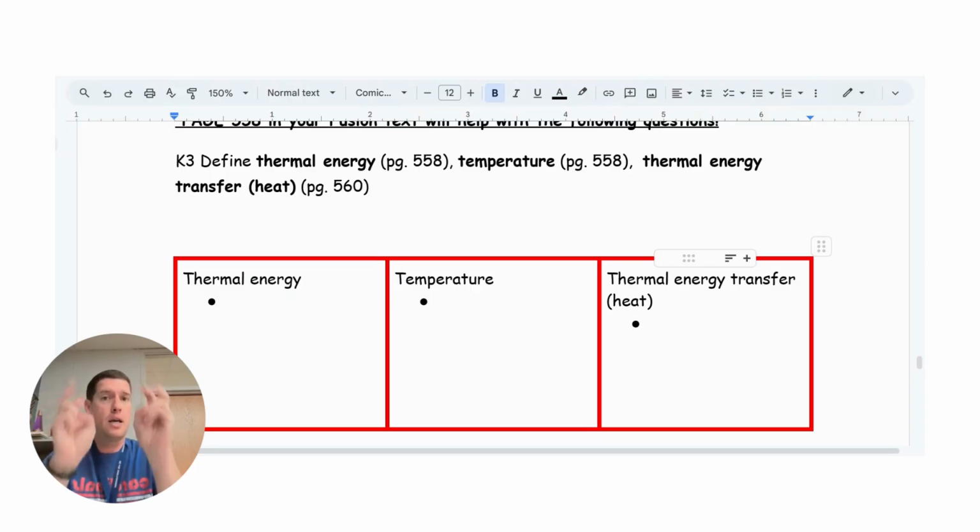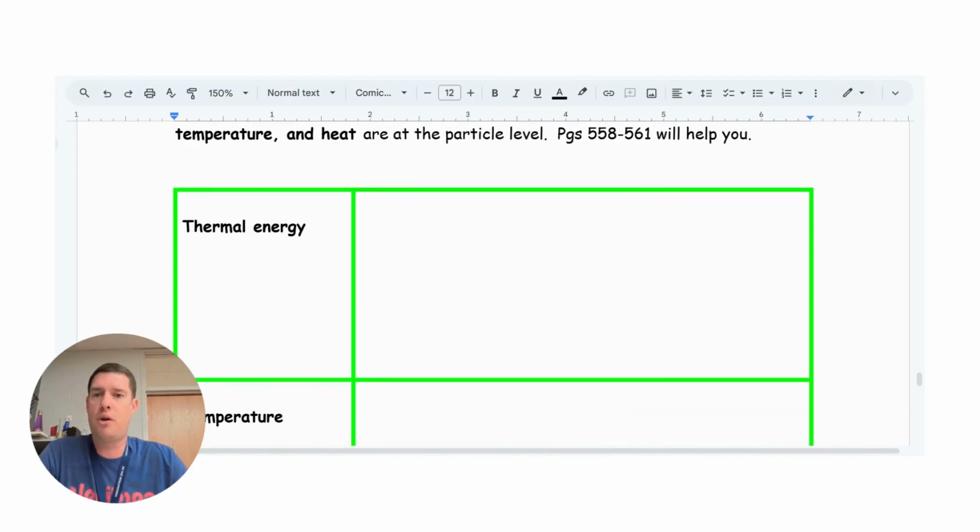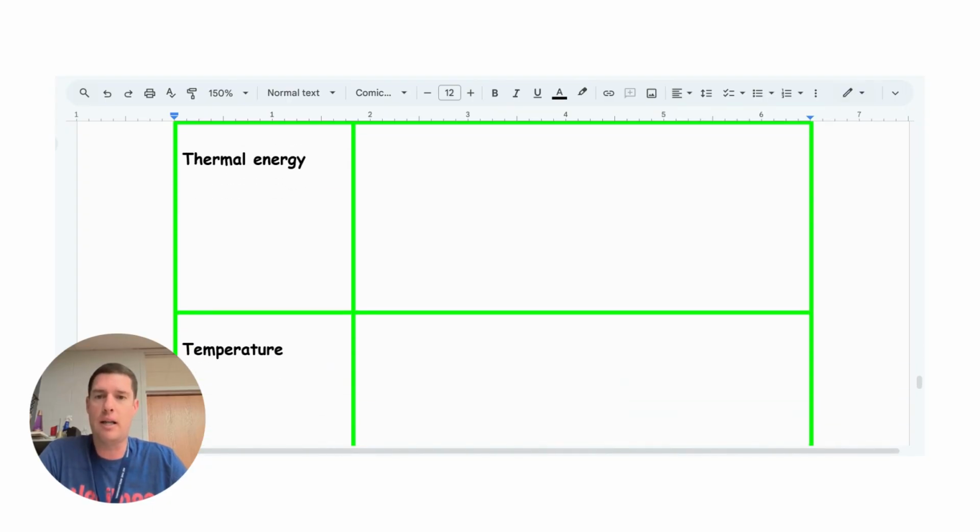So you're feeling heat because something that has more particle energy than you, more thermal energy than your hand, is transferring that energy through collisions into your hand. We call that heat. So that's what these definitions are. When we're down here using Google Draw, draw a particle diagram showing what thermal energy, temperature, and heat are at the particle level. Thermal energy is just the total amount of kinetic energy in the particles of a substance.